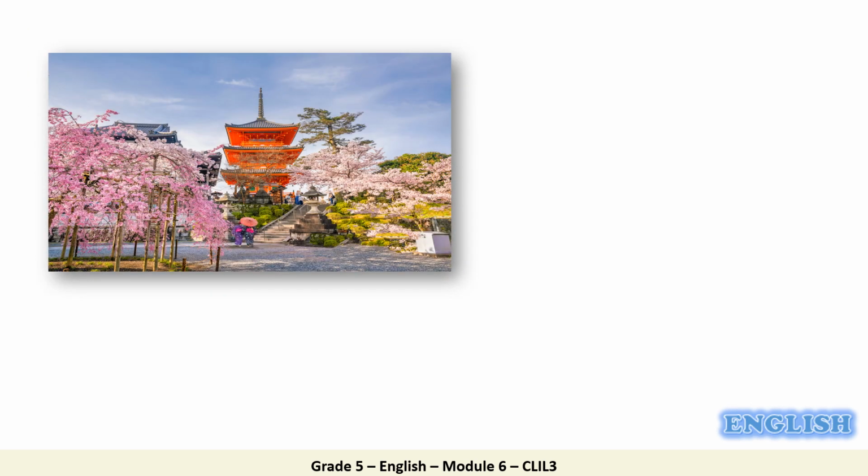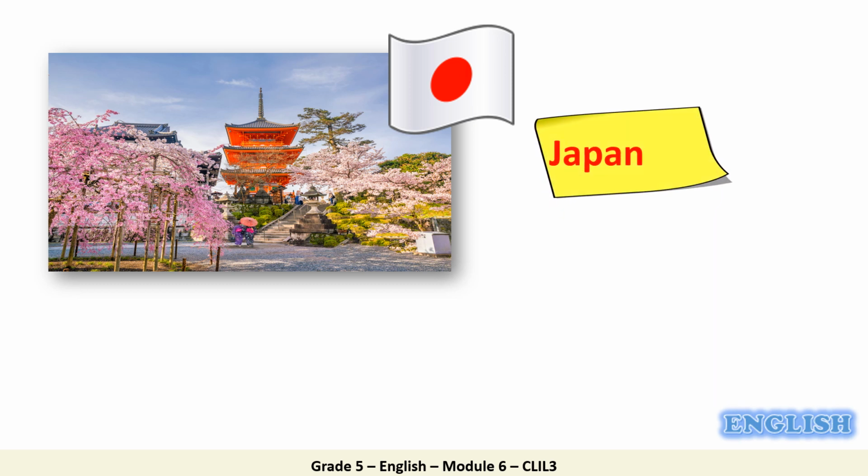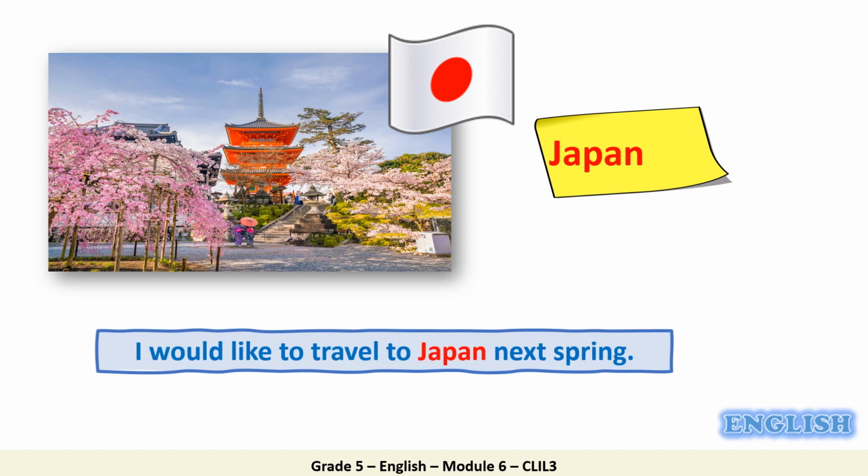Look at this picture. Where can you find such a beautiful building surrounded with these beautiful pink trees? It's in Asia. And this is the flag. Good job. It's Japan. Excellent. I would like to travel to Japan next spring. Which part of speech is it? It's a noun. Good job.